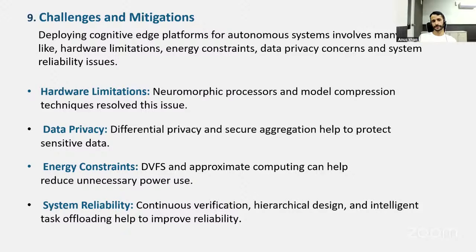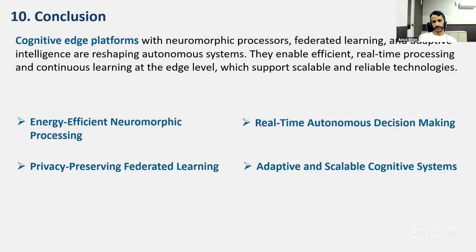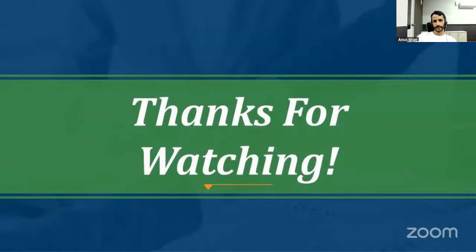Moving to the conclusion, cognitive edge platforms with neuromorphic processors, federated learning, and adaptive intelligence are basically reshaping autonomous systems. They enable efficient real-time processing and continuous learning at the edge level, which supports scalable and reliable technologies. Moving to the key points: energy efficient neuromorphic processing, real-time autonomous decision-making, privacy-preserving federated learning, and adaptive and scalable cognitive systems. With these solutions, in a collaborative way, we can achieve a robust autonomous solution which is able to work and think like the human brain works. So that's all from my end, guys. Thank you very much, guys.